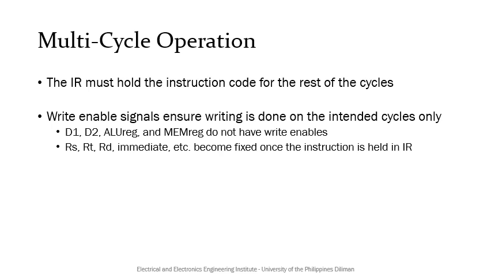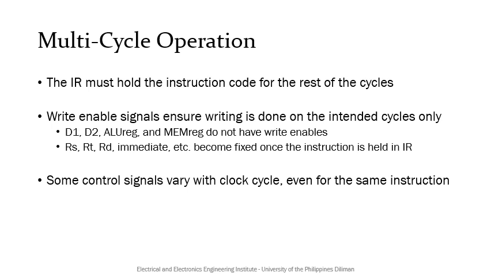If you may have noticed, D1, D2, ALUreg, and memreg do not have write enables since the inputs to them remain fixed once they are written with the valid values. This is because RS, RT, and RD, the immediate, etc., become fixed once the instruction is held or fixed in IR. This eventually leads to registers D1 and D2 and so on being fixed.